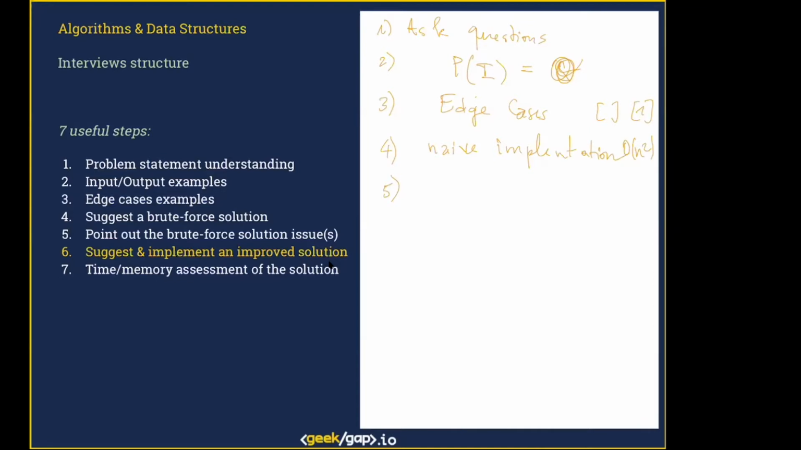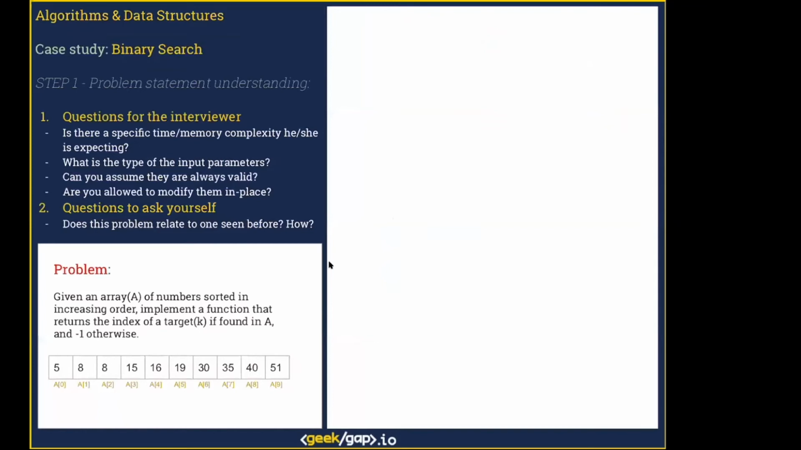And finally, at the sixth step, what you want to do is actually now write the code for the improved solution to the algorithm that was given. And finally, at the seventh step, you want to assess the time and memory of the solution that you have provided. And without further ado, let's get into our use case for this first webinar, which is binary search.